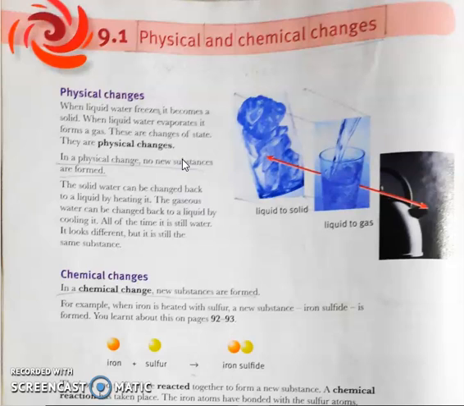In a physical change, no new substance is formed, and we can reverse the process. That is, here we can convert liquid to solid or solid to liquid. So it's a reversible process. Okay, and the solid water can be changed back to liquid by heating. The gaseous water can be changed back to liquid by cooling it. All of the time it is still water.